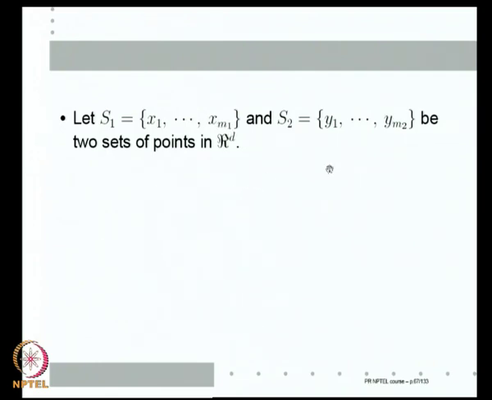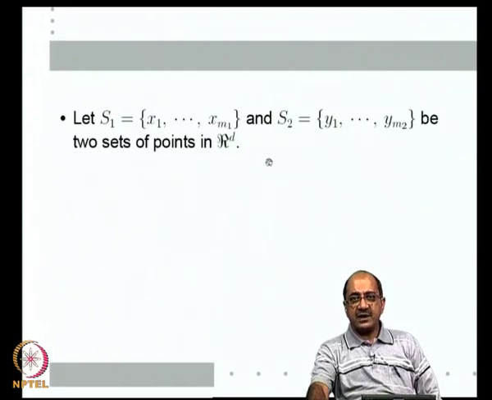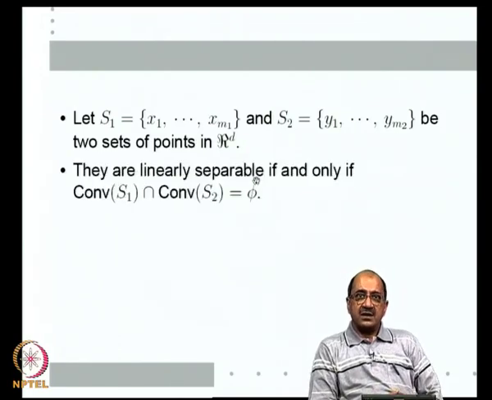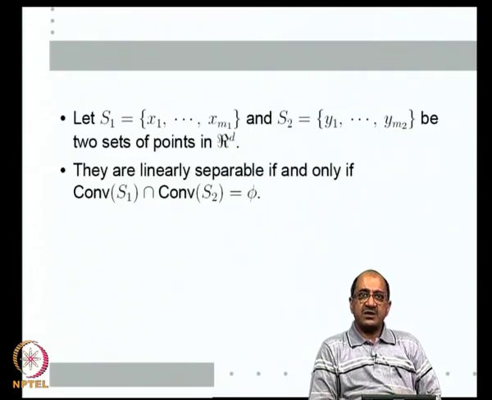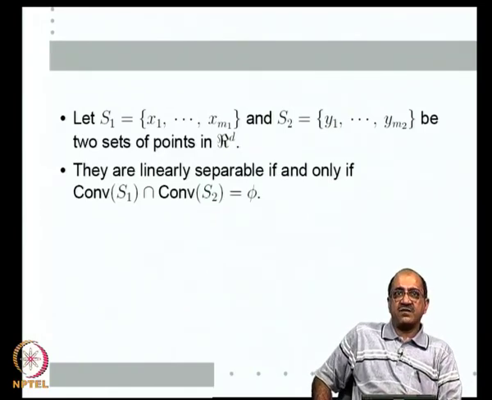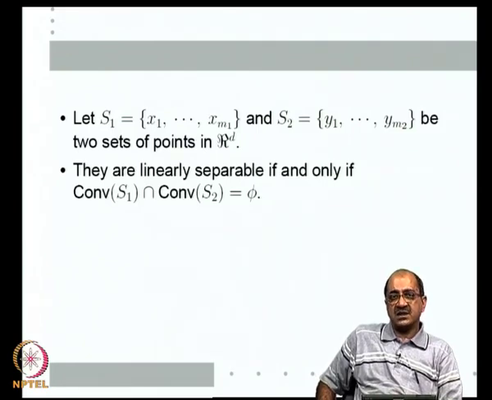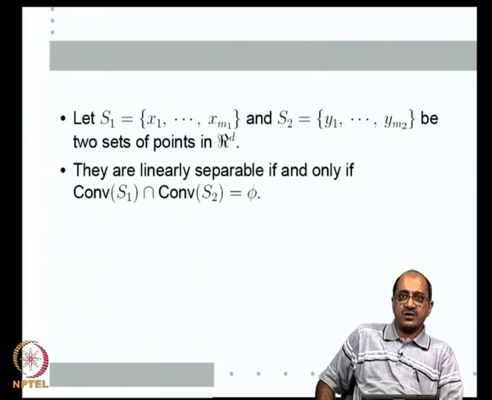Let us say I am given 2 sets of points in R^D, S1 consisting of x1 to xm, and S2 consisting of y1 to ym. Then a very useful result for us is that these sets of points S1 and S2 are linearly separable if and only if the convex hull of S1 and the convex hull of S2 do not intersect. The convex hull of S1 is some set of points in R^D which is obtained as convex combinations of points from S1. Similarly, the convex hull of S2 is that subset of R^D which is obtained as convex combinations of points in S2.